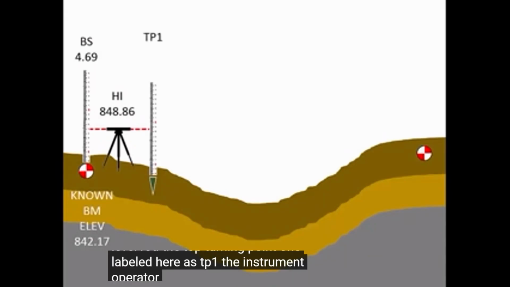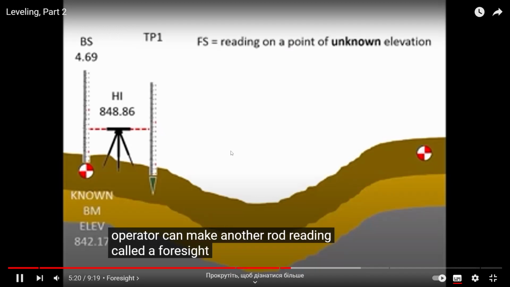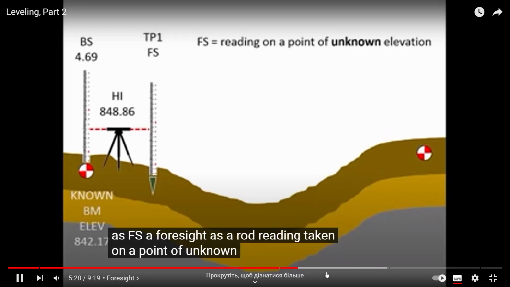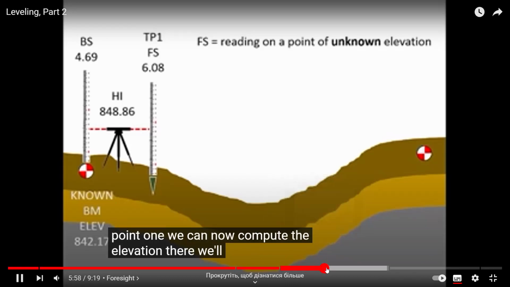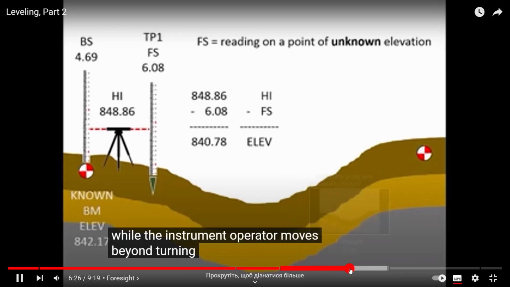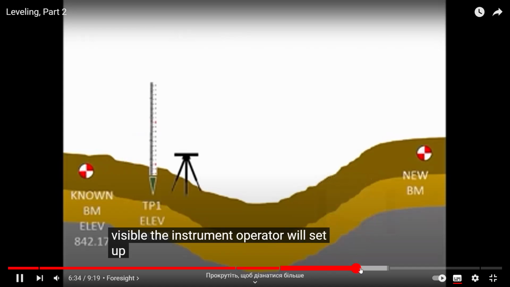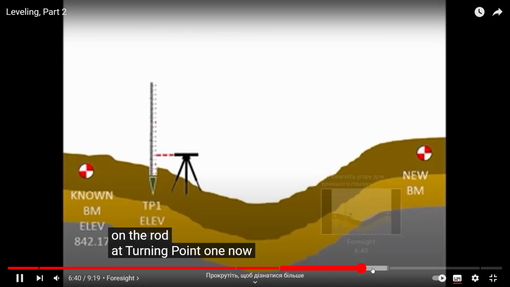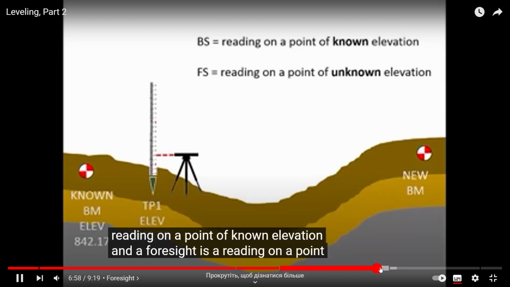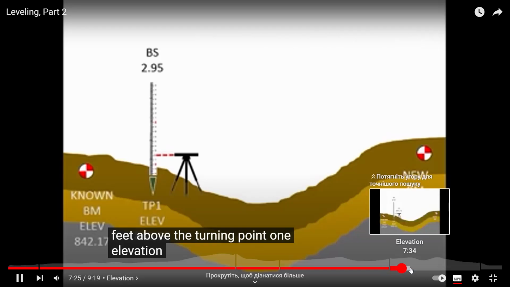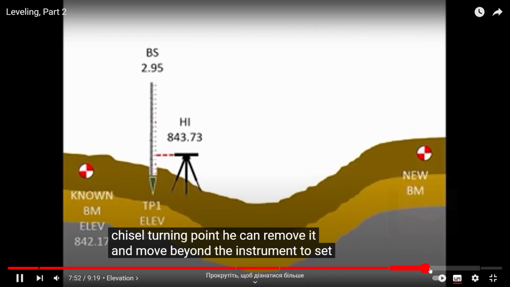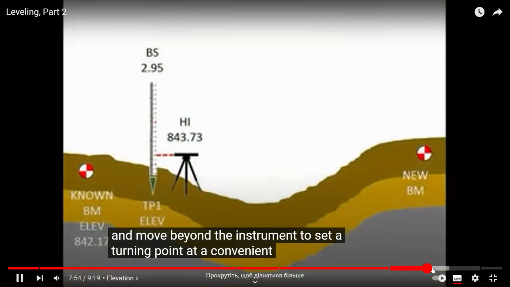The instrument operator can make another rod reading, called a foresight, commonly abbreviated as FS. Foresight is a reading taken on a point of unknown elevation. Reading at turning point 1, 6 feet, and since we'll subtract 840.1, we move the instrument to a new convenient location and take a new reading on a point of known elevation.